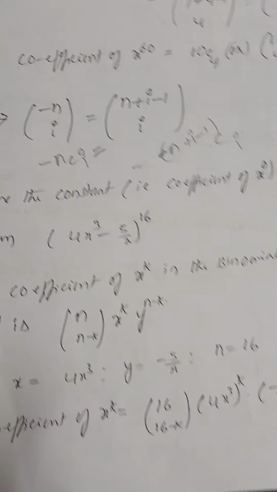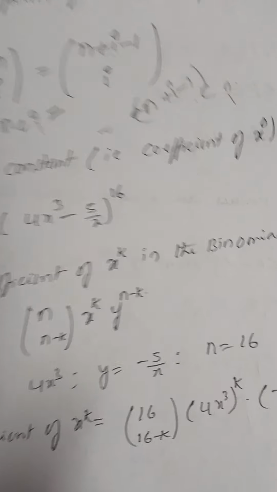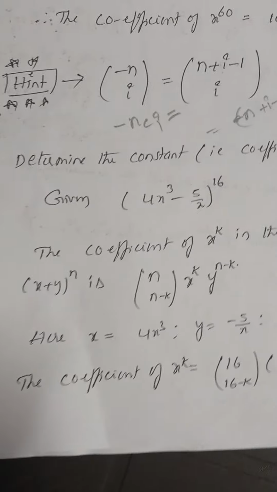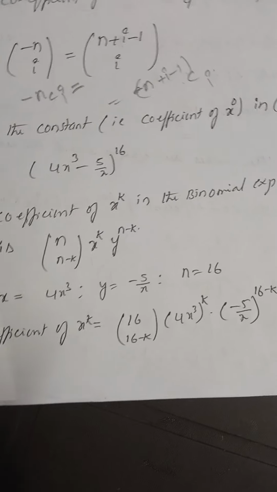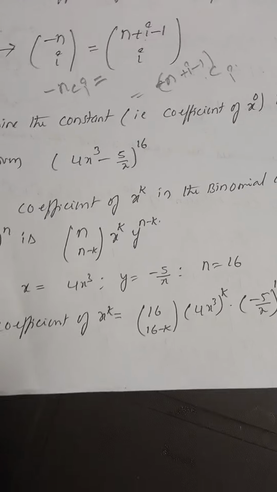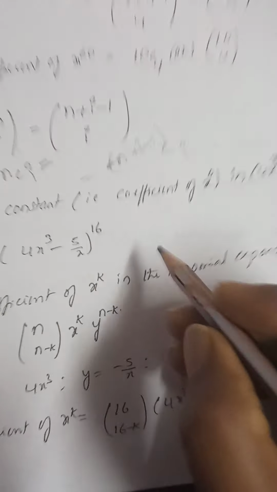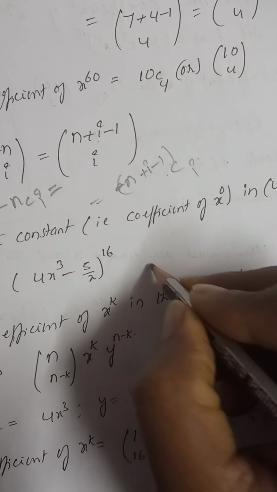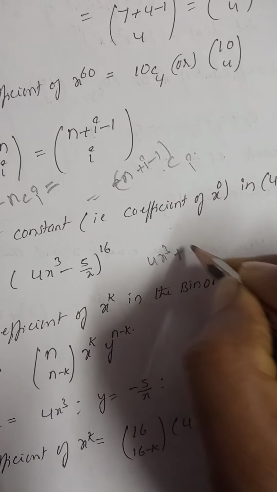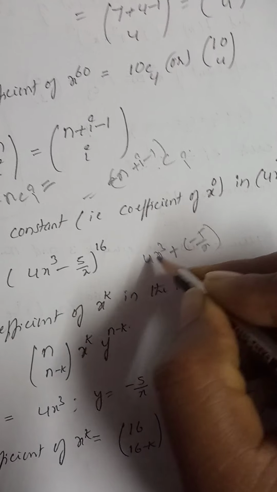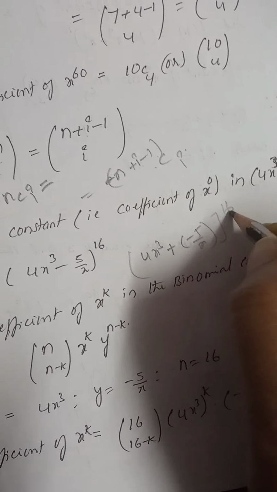What is the coefficient of x power k in the binomial expansion (x + y)^n? It is nCn−k x to the power of k y to the power of n − k. Right? Now see, same here. Here x is equal to 4x cube, y is equal to minus 5 by x. That means we are rewriting this one in terms of (4x³ + (−5/x)) whole to the power of 16.